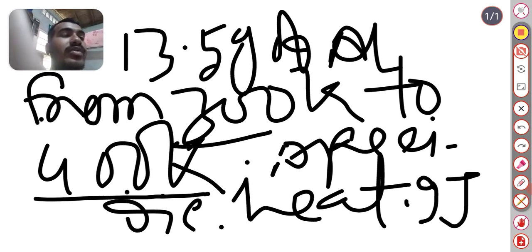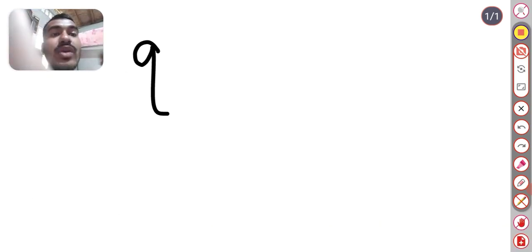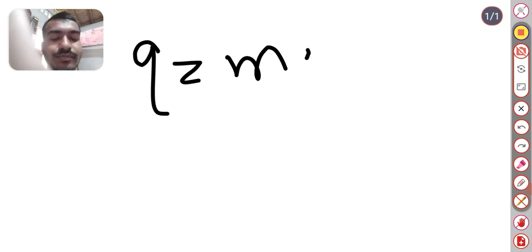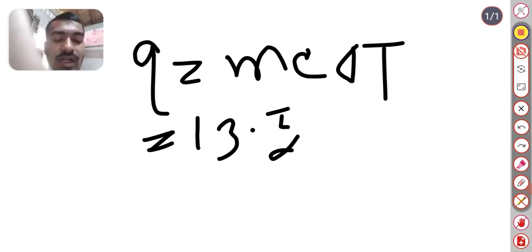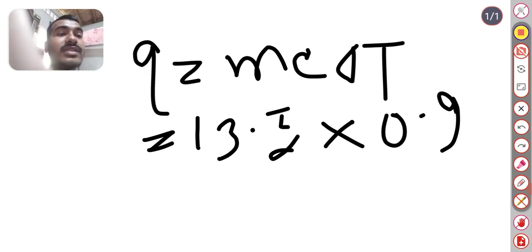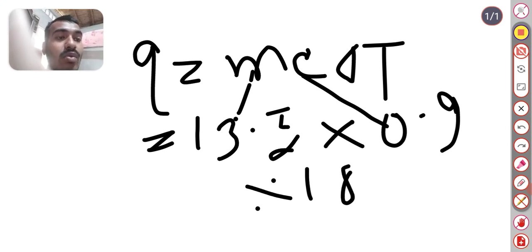So next, how to solve. We use Q equal to m c del T. This is the formula. M is the amount given, 13.5 gram, and C is the specific heat, 0.9. The temperature changes from 400 to 300 Kelvin, that will be 100 Kelvin.